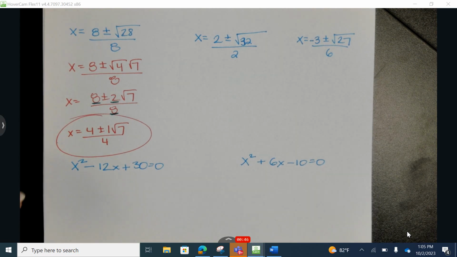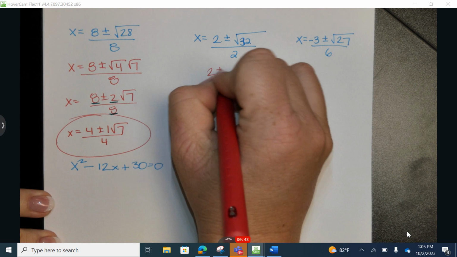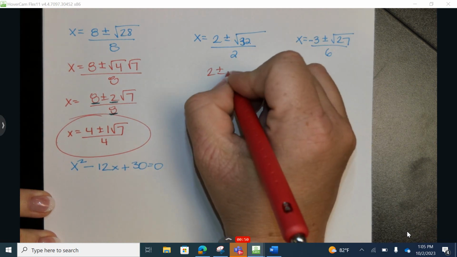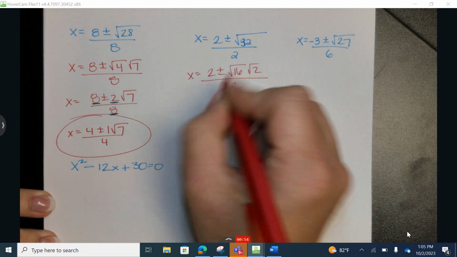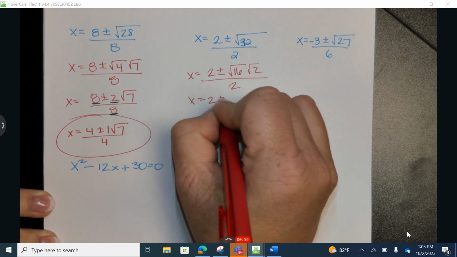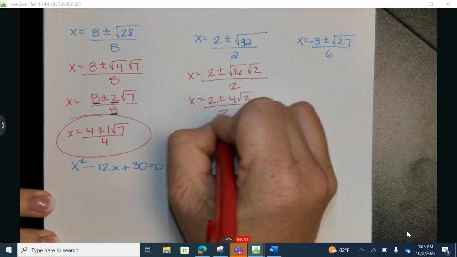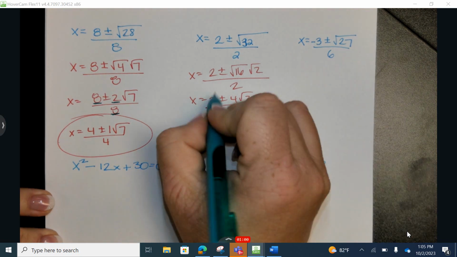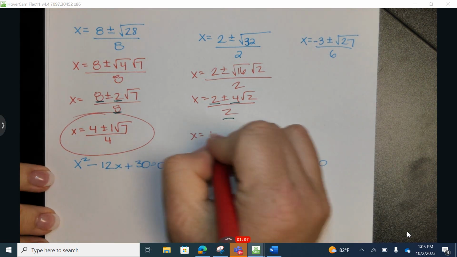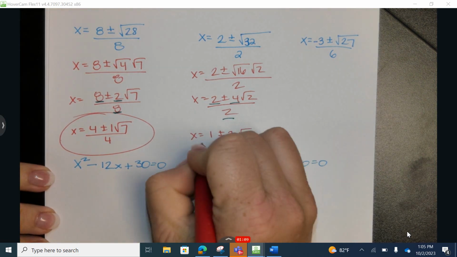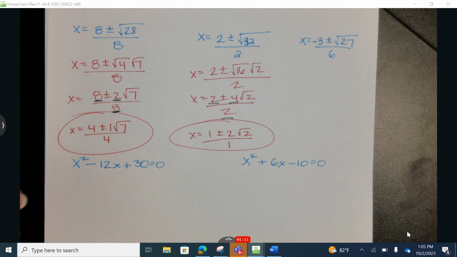Let's look at example number 2. What is the largest perfect square that divides into 32? That'd be 16. So the square root of 16 is 4. And now I'm focused once again on these three specific values. They're all divisible by 2. Divide by 2, divide by 2, and divide by 2.